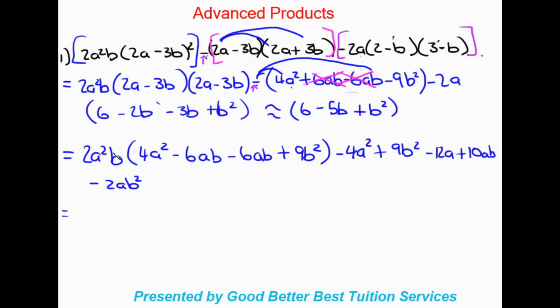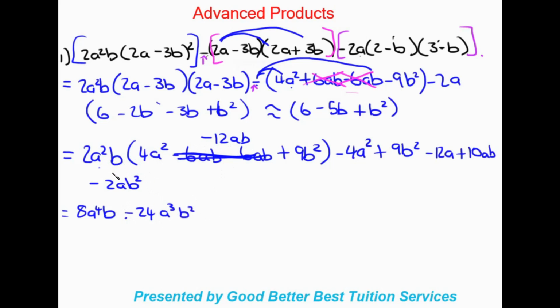And so now the final one over here, we have to times this monomial into this polynomial. Okay, well, let's just simplify this quickly. Negative 6ab minus 6ab gives me negative 12ab, so we'll disregard that. So we times this monomial into this trinomial. We have 2a squared b times 4a squared, we get 8a to the power of 4 b. Then we're doing 2a squared b times negative 12ab, so we're getting negative 24a to the power of 3, b to the power of 2.